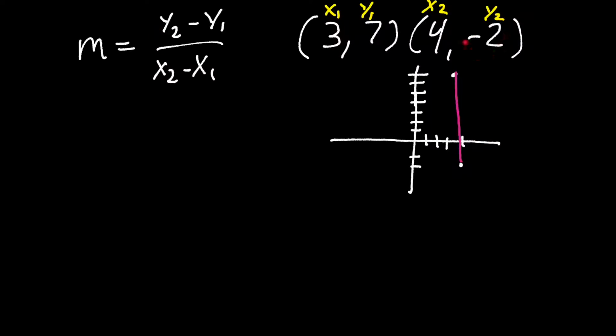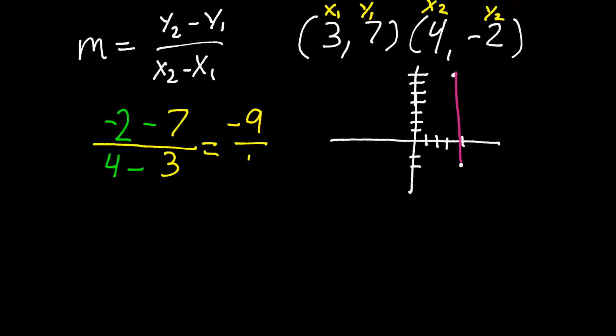y2 is -2. So I have -2 minus y1, which is 7. So minus 7 over x2, which is 4, minus x1, which is 3. So, by taking -2 minus 7, I get -9. 4 minus 3, I get 1. And my slope here is -9 over 1.